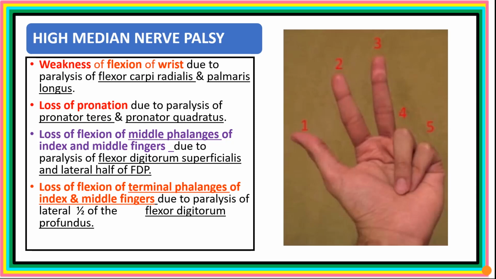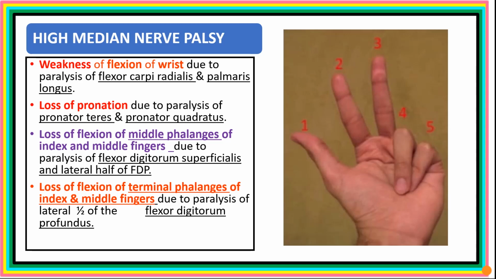palsy. One, we are going to have weakness of flexion of the wrist. If you remember, it is the flexor carpi radialis and palmaris longus that help in wrist flexion. There will be weakness of this activity. Now, we also have loss of pronation. If you remember, the two main pronators are innervated by the median nerve. What are those pronators? The pronator teres and pronator quadratus.